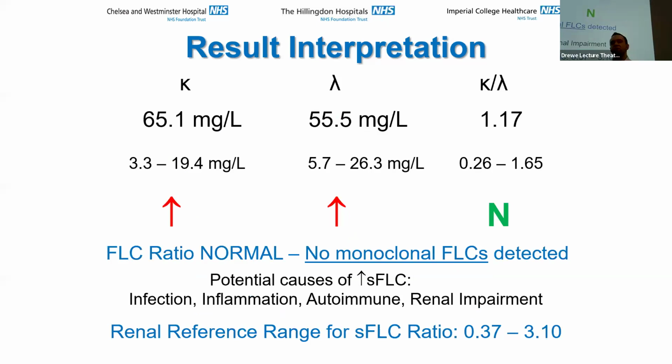The key question I often get asked, and it's a very stereotypical thing, which I think people just need a little bit of reassurance around, is where you have increased kappa and lambda concentrations, but effectively the ratio is normal. So this is an incredibly common observation. Tends to be related to any systemic inflammation, infection, other autoimmune diseases, and in particular renal impairment. And we do have a separate renal reference range. And even outside of those ranges, you may have mildly increased ratios, which again tend not to be of any significance.